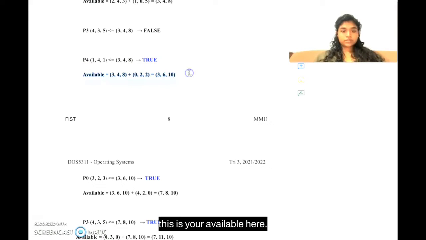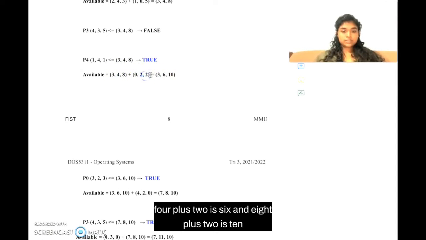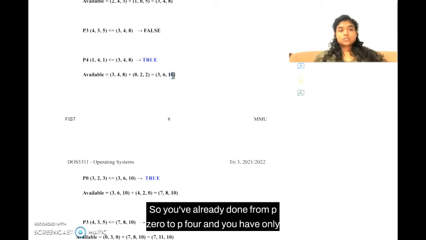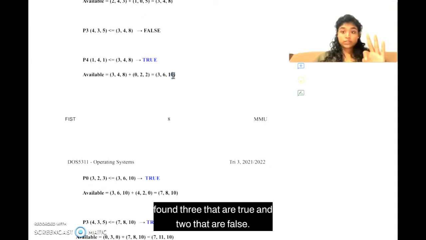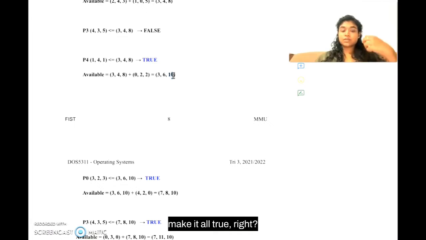This is your available here. So 3 plus 0 is 3. 4 plus 2 is 6. And 8 plus 2 is 10. Okay, so that is correct. So you've already done from P0 to P4, and you have only found 3 that are true and 2 that are false. So in order to have it in safe state, you're going to have to make it all true.